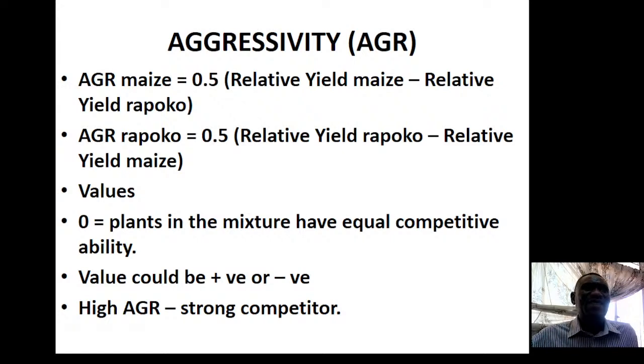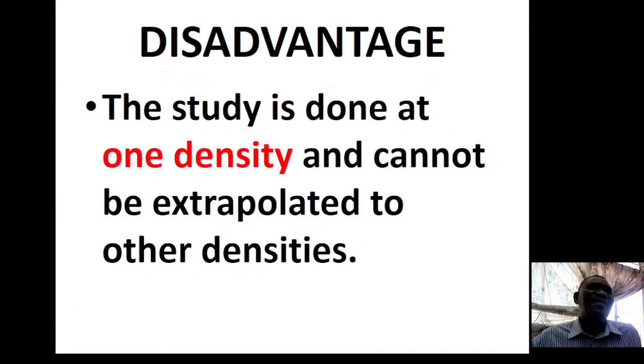If you get 0, it means equal competition. Otherwise, the outcome could be positive or negative. If it is positive, it means strong competition. Negative, low competition, something like that.